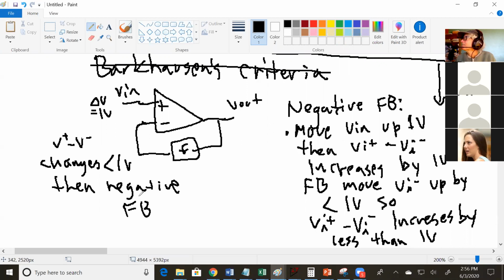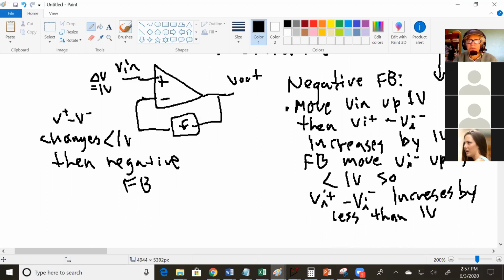Okay. All right, so that's positive and negative feedback. All of the configurations that you've used so far, the inverting amplifier, the non-inverting amplifier, the voltage follower, all of them have negative feedback. For them to work correctly, negative feedback is a requirement. If you had positive feedback, the amplifiers would actually fail.